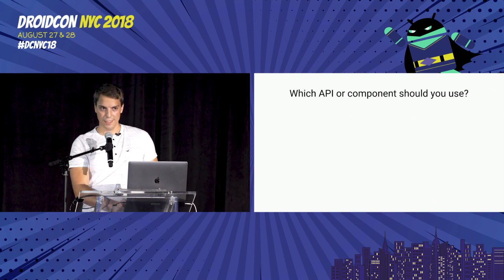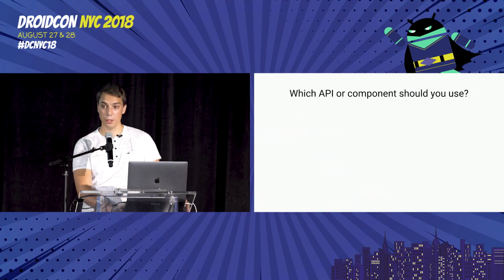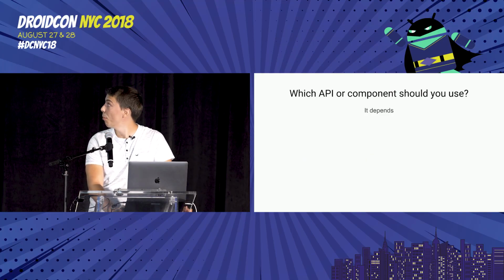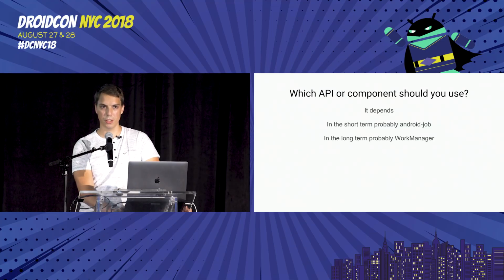So, as you have seen, there are many, many APIs that you can choose from. And the obvious question is, which one should you use? And the answer to this is usually, it depends on your use case. But my recommendation is, for the short term, you probably want to use Android Job. And in the long term, you want to switch to WorkManager.